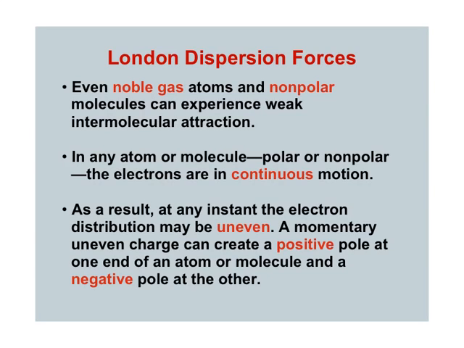London dispersion forces are our weakest of the three that we're going to look at. Now, even noble gas atoms, so helium, neon, any of those, plus nonpolar molecules, have slight attraction for each other. In any atom, those electrons are continually moving. We talked about that before. So what happens is occasionally an electron distribution might be uneven. And when that happens, you get a temporary or a momentary positive pole and negative pole.